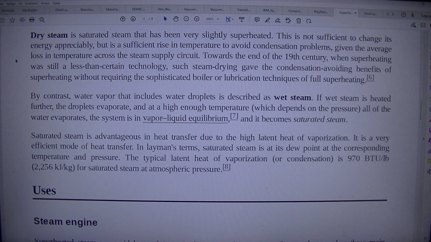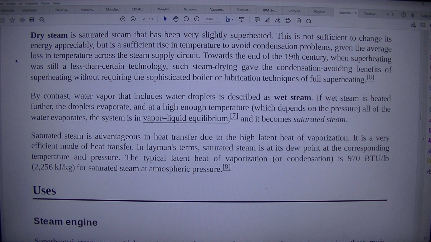By contrast, water vapor that includes water droplets is described as wet steam. If wet steam is heated further, the droplets evaporate, and at a high enough temperature, which depends on the pressure, all of the water evaporates. The system is in vapor-liquid equilibrium, and it becomes saturated steam.